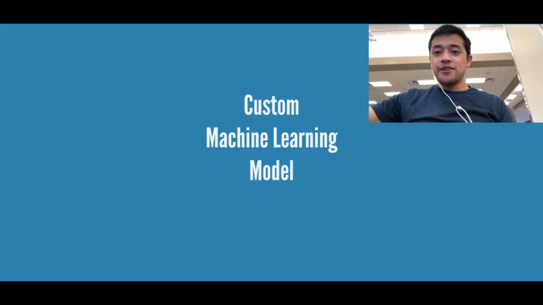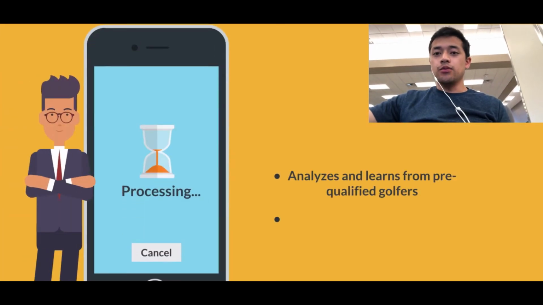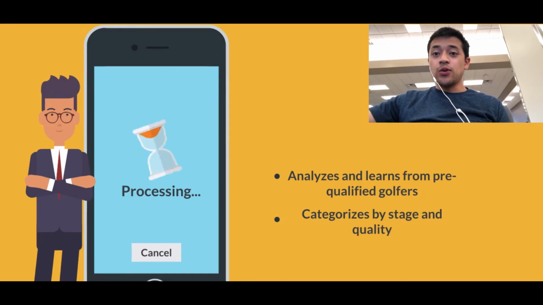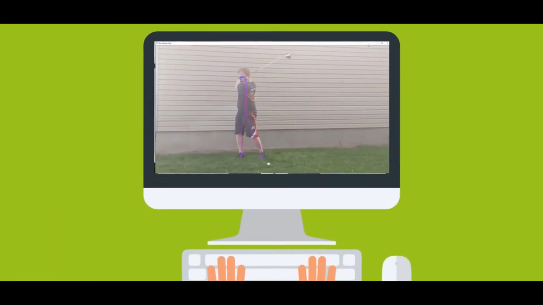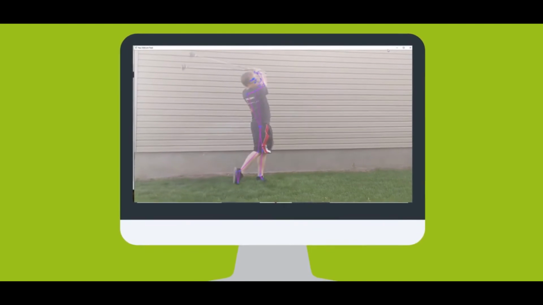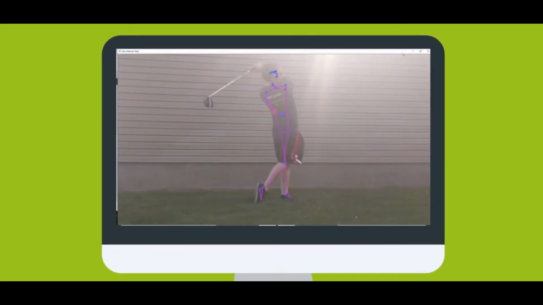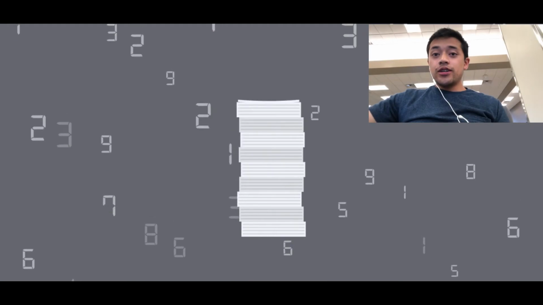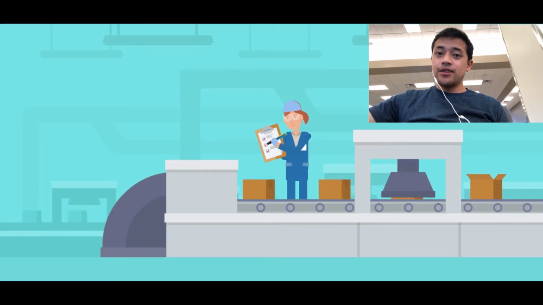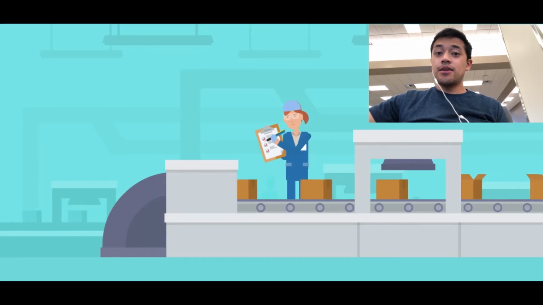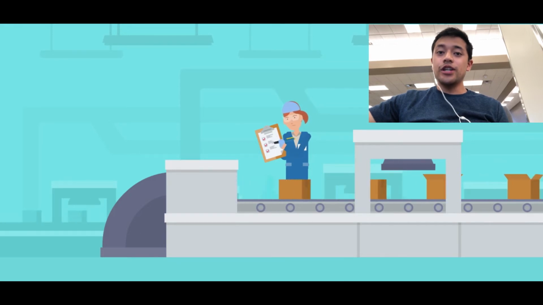We built our own machine learning model which analyzes pre-qualified golfer movements and categorizes them by stage and quality. To do it, we used a pre-built pose model called MediaPipe to detect all the joints of the body. This pose model will return a series of values for each joint, namely X, Y, and Z coordinates. Then each coordinate is saved in a CSV file and then passed to the machine learning library called scikit-learn. This library uses an algorithm that takes subsamples of the dataset and finds a pattern for each predefined category. This model is key for our application and it will be used to score the final user performance.